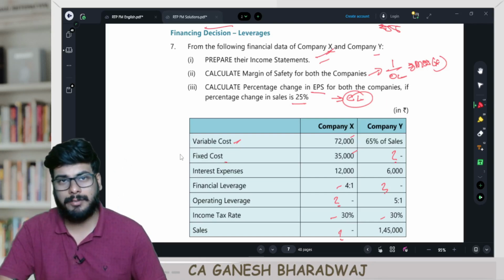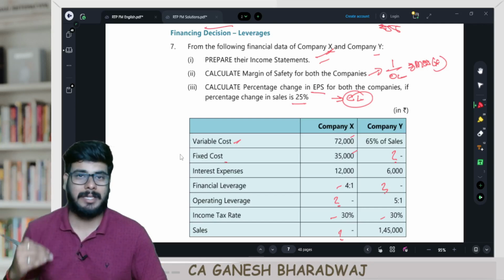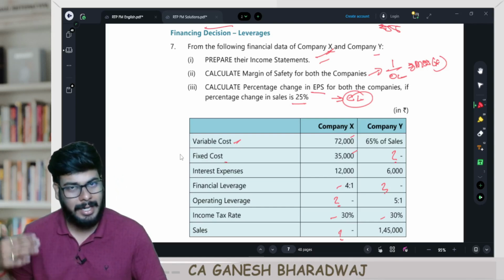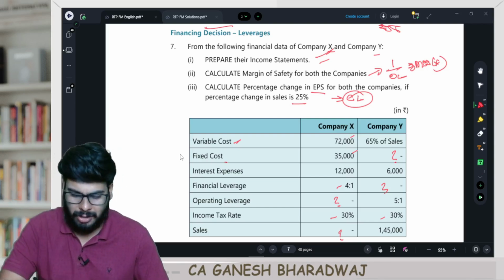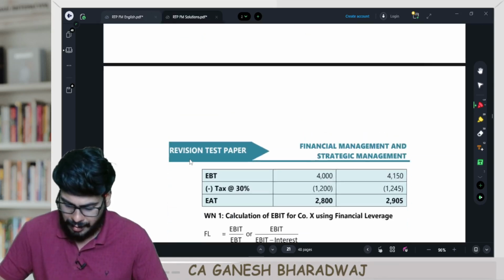What is the format for income statement? Sales minus variable cost gives you contribution, minus fixed cost gives you EBIT, minus interest gives you EBT, minus tax gives you EAT, right? No preference here, so it's EAT. I think we can stop there because the number of equity shares and all that is not given in the question, so we can stop at EAT.